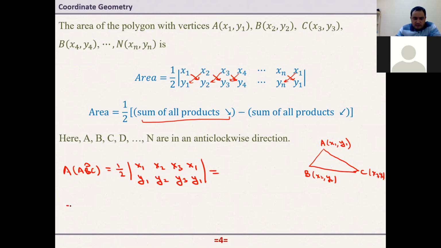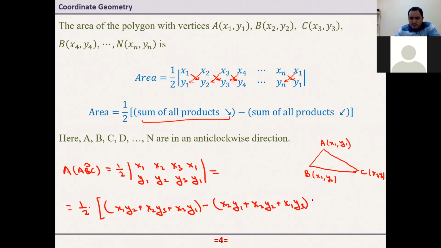And how do we evaluate this? That's just equal to 1/2 times: x1 times y2, plus x2 times y3, plus x3 times y1, minus, now in this direction, x2 times y1, plus x3 times y2, plus x1 times y3. So this thing gives us the area of this triangle.